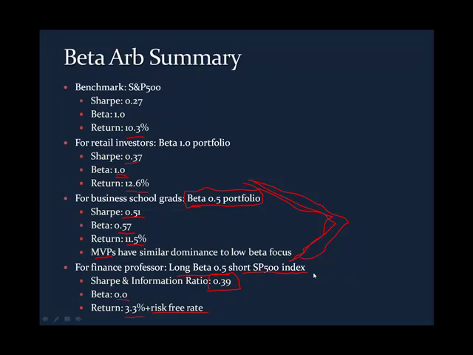So finance professors, your business school grads, your CFAs, and your average retail investor who's just very envious all have strategies that play off of basically simple beta arbitrage, off the fact that the CAPM standard theory does not work.